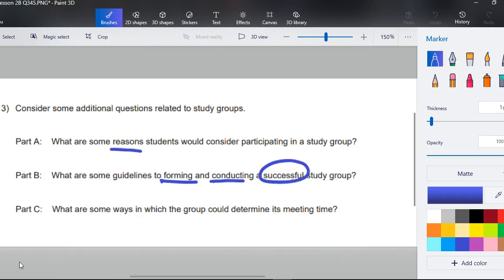Back on part A, this is a great time to pause and come back, or you can write down your thoughts as I'm talking. But what are some reasons you would even consider? And your reasons are going to be special to you. Mine would be that I'm more efficient in my studying and that I have an accountability group to help me make sure that I am studying. And it's not their job to make me do it.